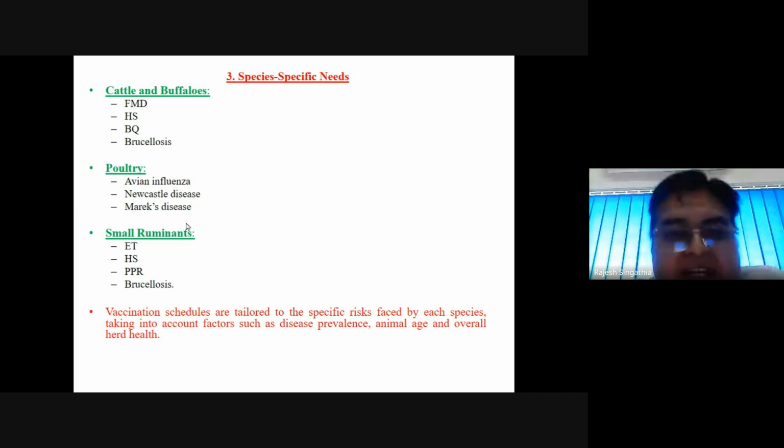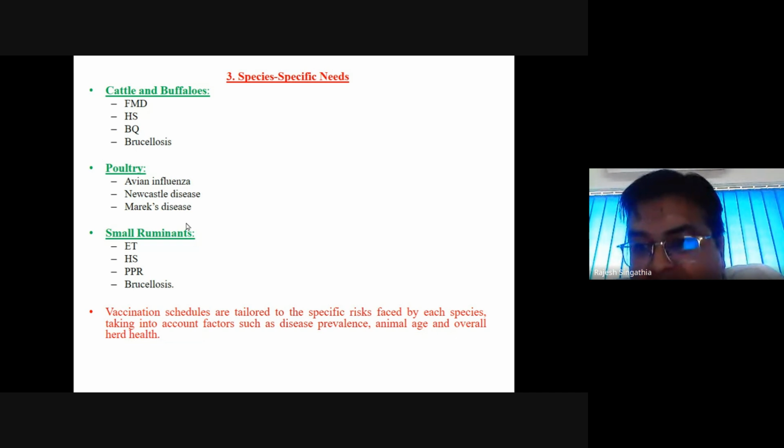So first of all, cattle and buffalo. These animals are commonly vaccinated against FMD, HS, black quarter, brucellosis in the regions where these diseases are endemic. In poultry, vaccines for diseases such as avian influenza, Newcastle disease, Marek's disease are regularly administered to prevent large-scale outbreaks in the poultry farm.